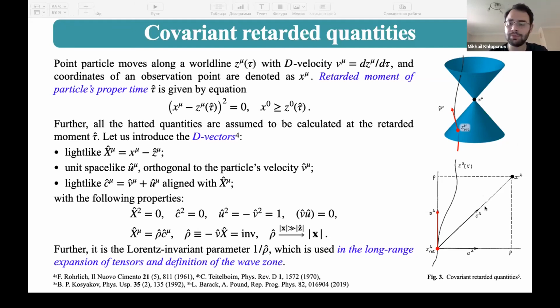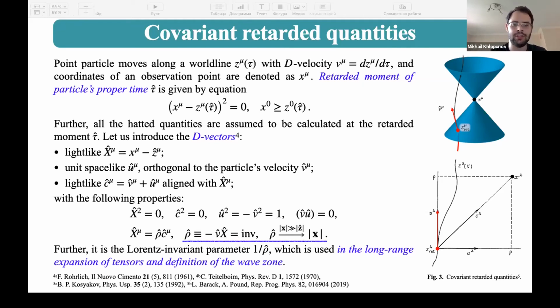vector x capital. These vectors have the following properties, and also we can introduce the Lorentz invariant scalar parameter rho, given by this equation, and it is equal to the spatial distance between the point particle and the observation point in the Lorentz frame moving with the point particle at the retarded moment. And also this Lorentz invariant parameter rho is equivalent to the spatial distance when the observation point is far from the world line.